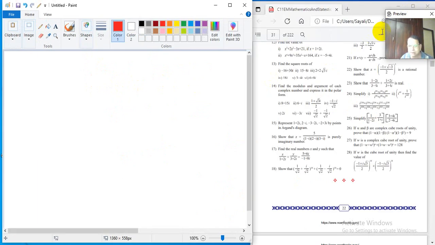नाव कमिंग टू नेक्स्ट प्रॉब्लेम. सी वी विल गो डायरेक्टली टू प्रॉब्लेम नंबर 22. ओके, 22 मध्ये काय विचारलंय बघा. सच प्रॉब्लेम्स आर नॉट डिफिकल्ट. वी शुड बी एबल टू अंडरस्टँड. मिसलेनियस एक्झरसाइज प्रॉब्लेम नंबर 22.